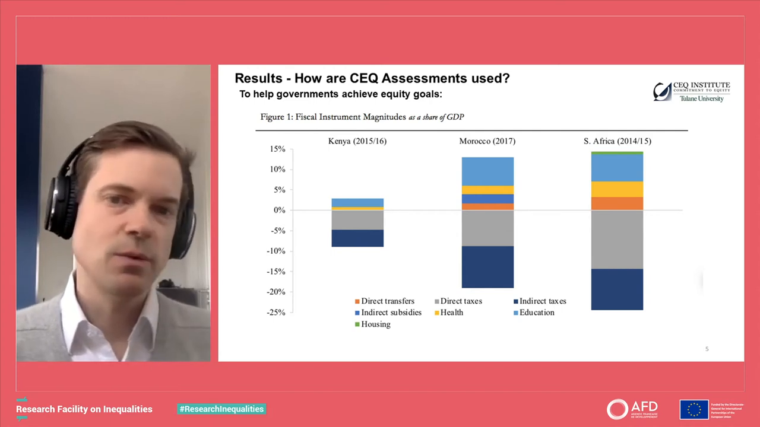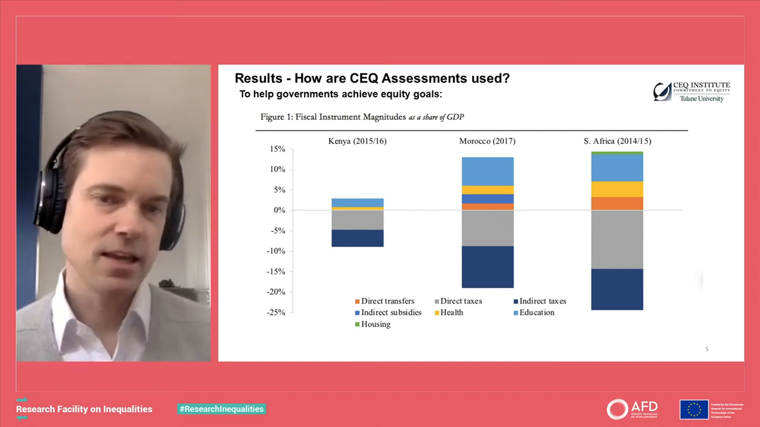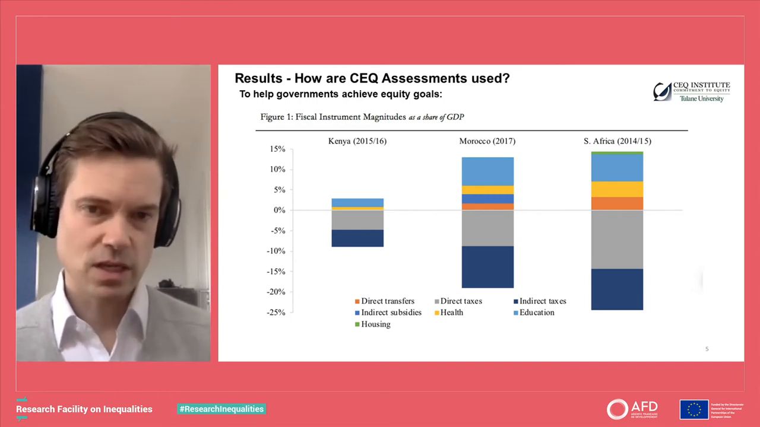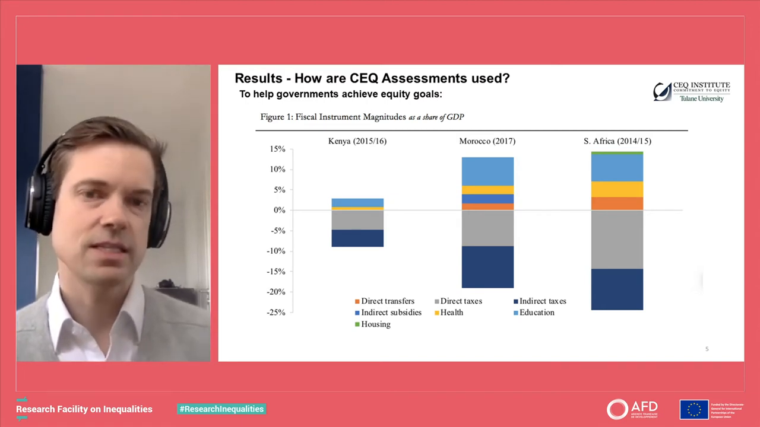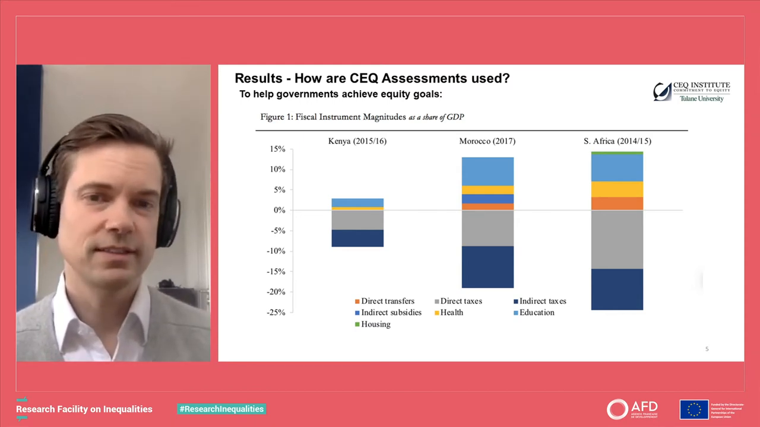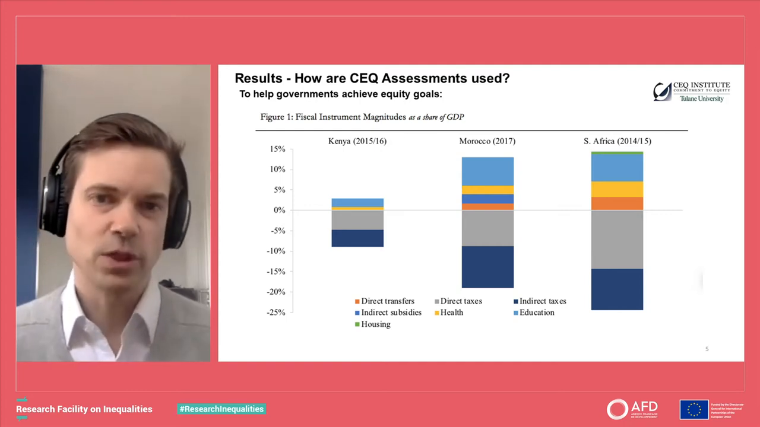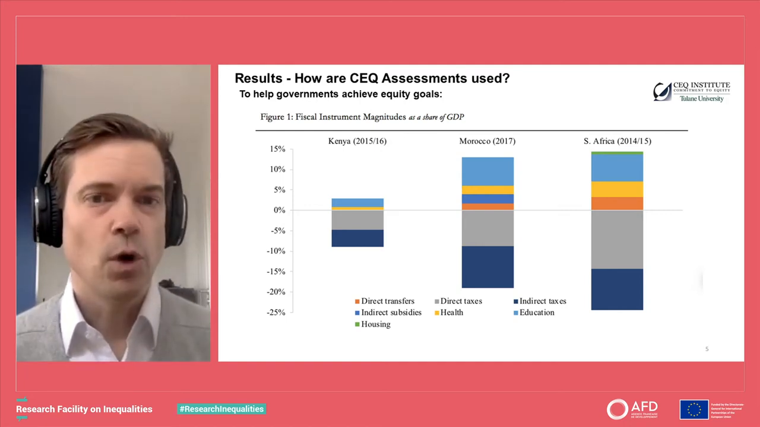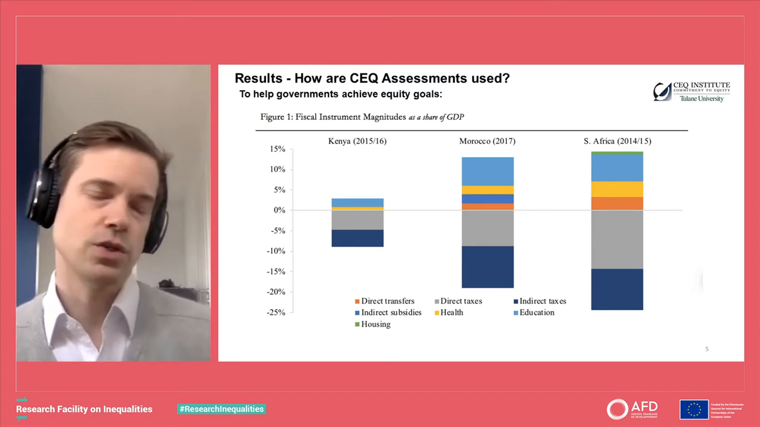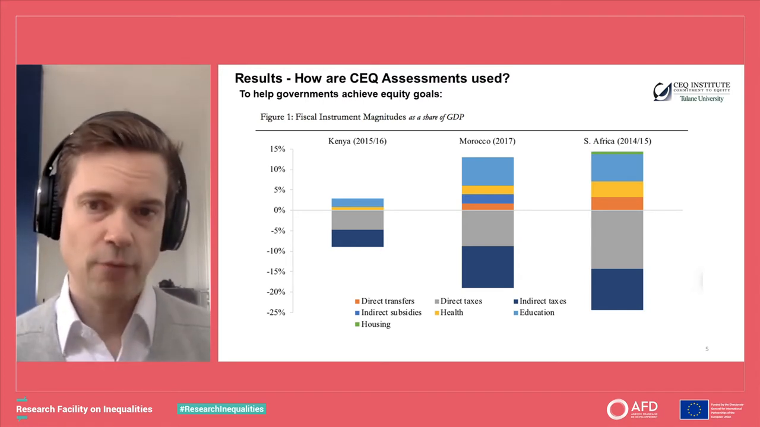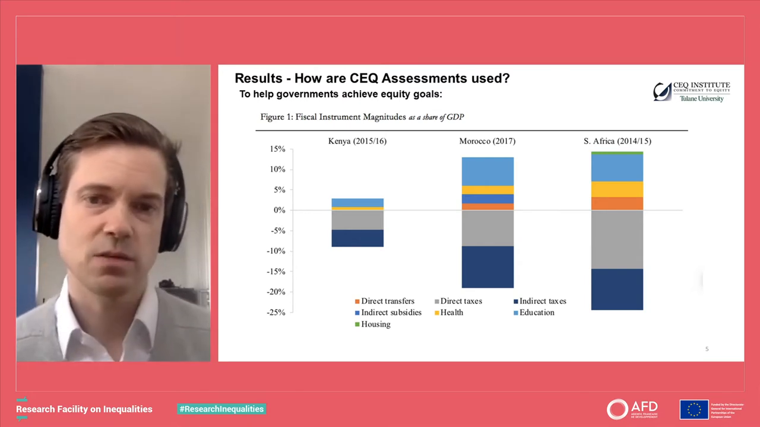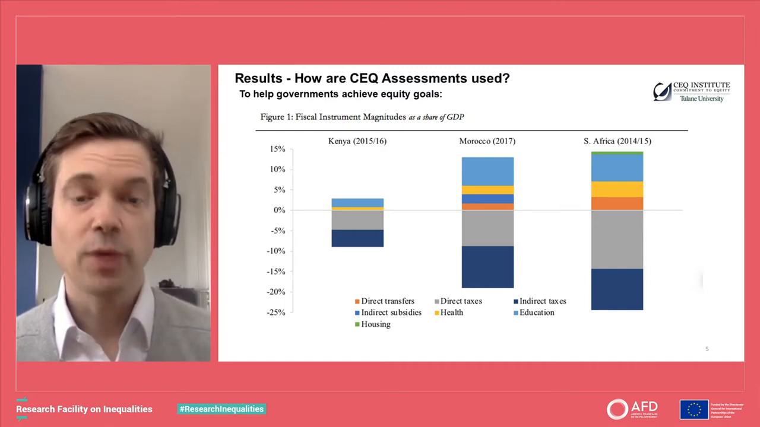How do we use CEQ assessments? Throughout this presentation, as I say CEQ assessment, what I have in my mind actually is fiscal incidence analysis. A CEQ assessment is a particular type of fiscal incidence analysis, and it's useful and we think desirable to do fiscal incidence analysis the CEQ assessment way, for reasons that I will get to later. But in general, one could use not just CEQ assessments, but fiscal incidence analysis to look at the following questions, or to try and help governments or fiscal authorities achieve particular equity goals. So how might a CEQ assessment be used for helping governments achieve equity goals?